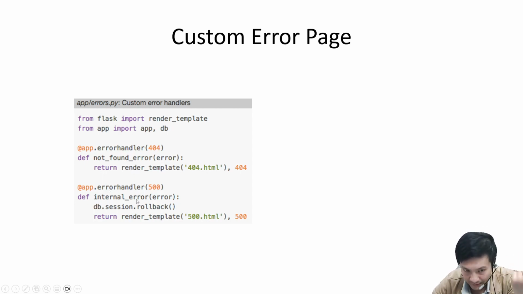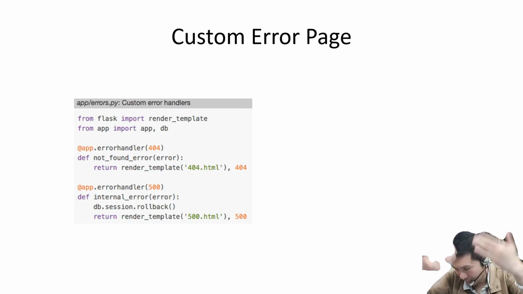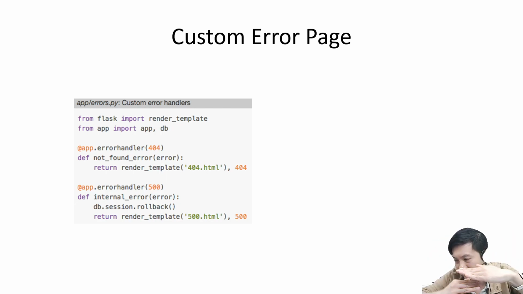For an internal error related to the database, something went wrong. We want the database to roll back so that it will not be left in the middle. For example, you update the content, you change something halfway, and if you don't care about it, it will always leave half of the data changed and the other half unchanged. This is not acceptable.